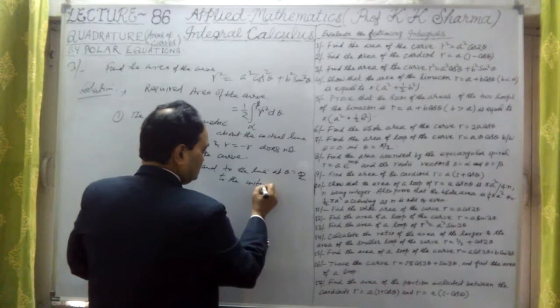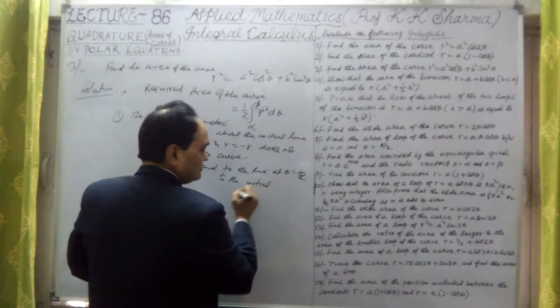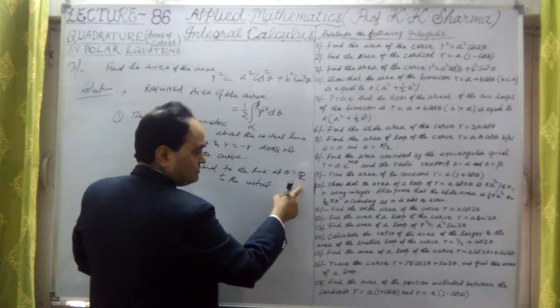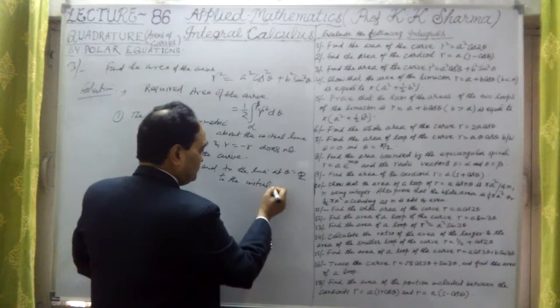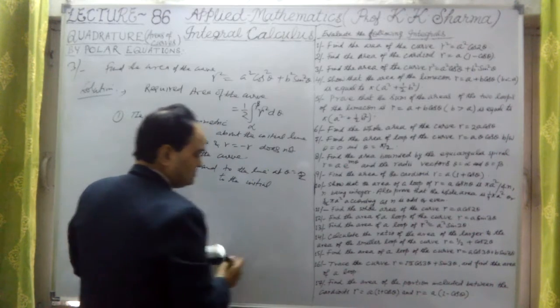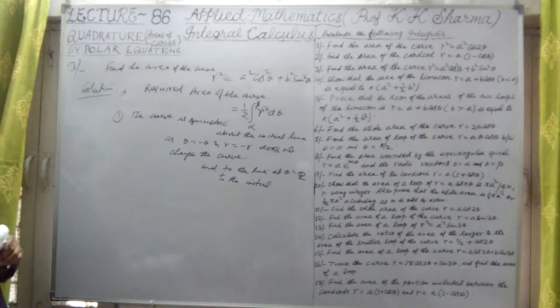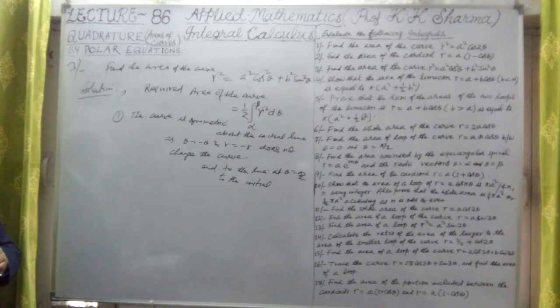So the curve is symmetric to the initial line as well as the line which is at right angle to it, theta equal to pi by 2. So this curve will be symmetric to both the initial line as well as the line perpendicular to the initial line. That is the point required here, so that point is to be noted down.